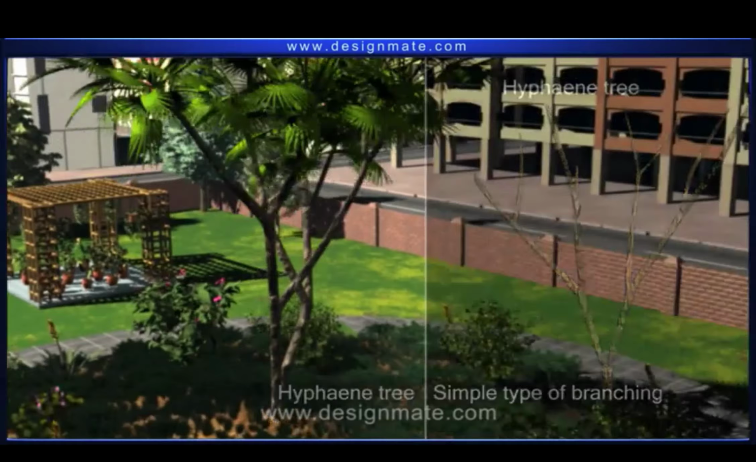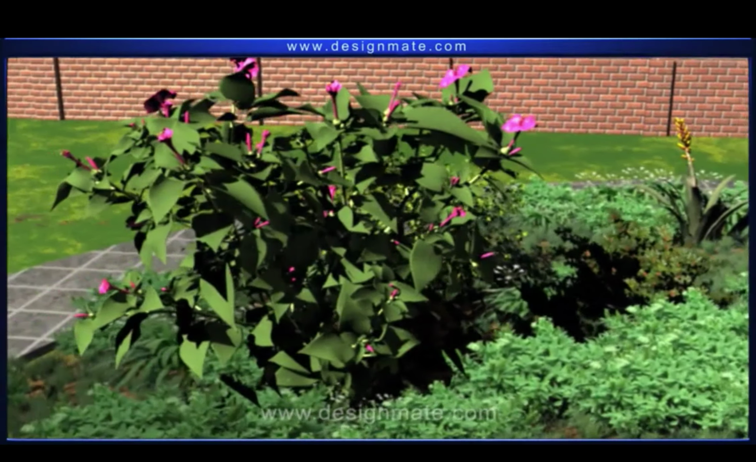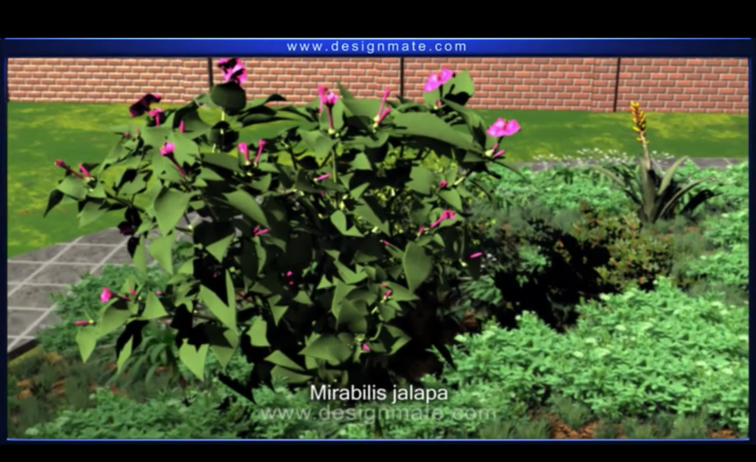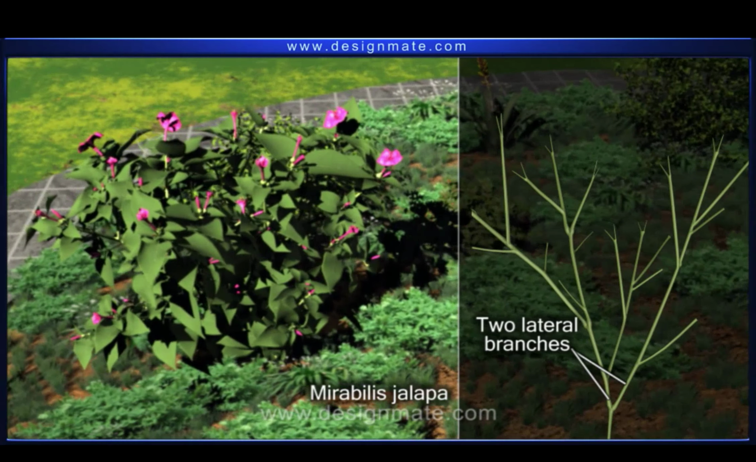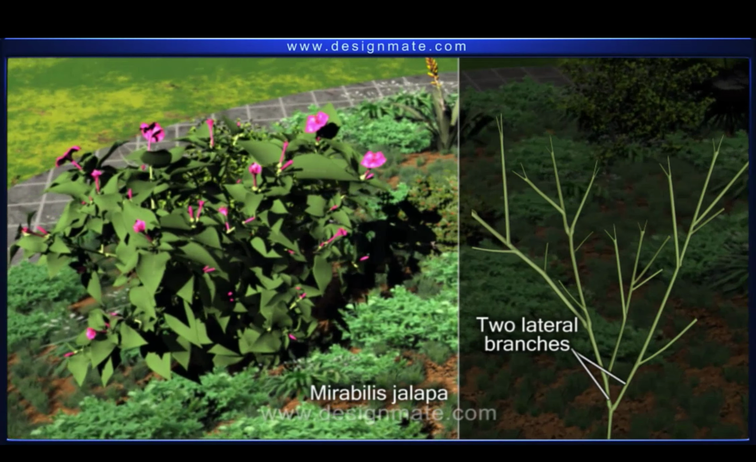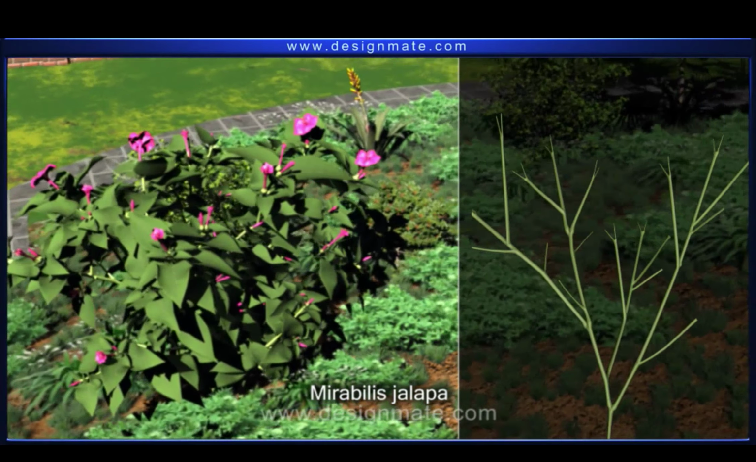Here we can see a Hyphaene tree. If its branching pattern is carefully observed, it is seen that it shows simple dichotomous type of branching. On the other hand, when we observe the branching pattern of Mirabilis jalapa, we can notice that the main axis ends into the terminal flower after giving rise to two lateral branches at a time. This type of branching is known as biparous type of cymose branching.